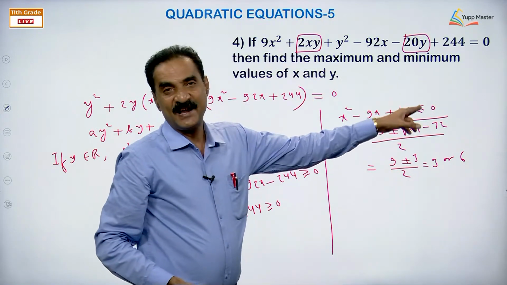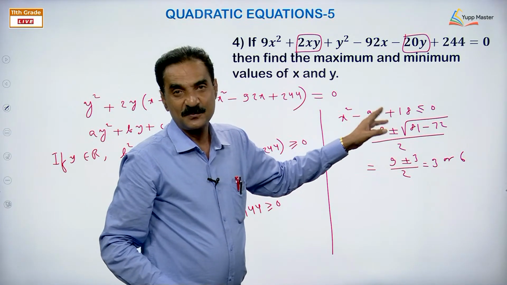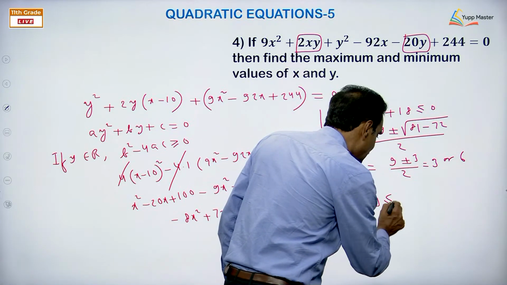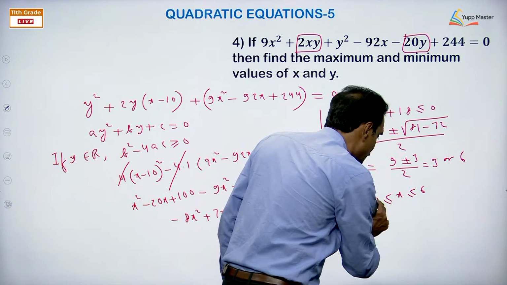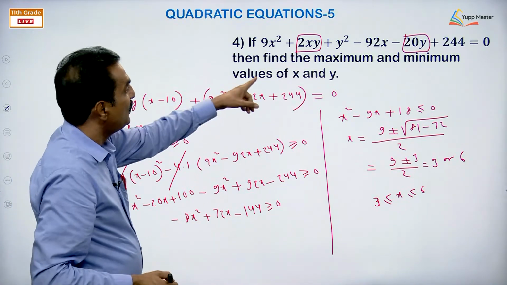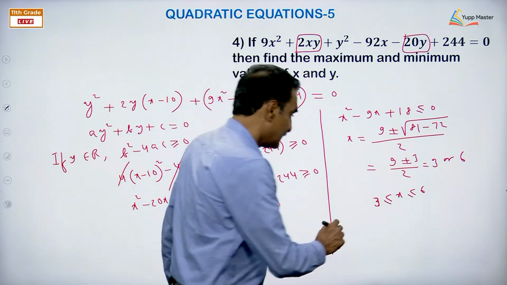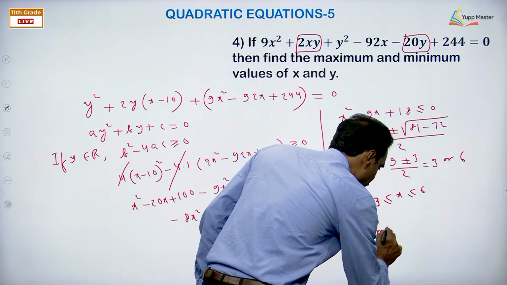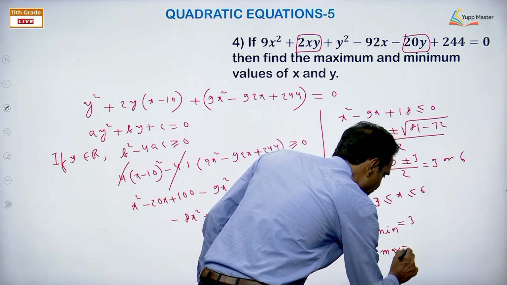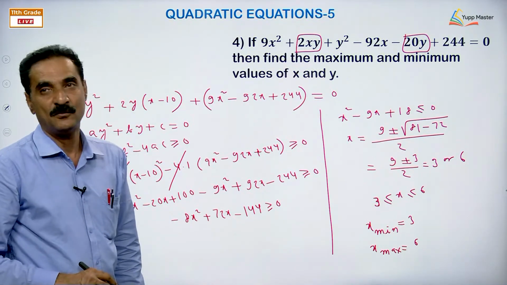If the quadratic expression is less than or equal to 0 and the x square coefficient is positive, the x square coefficient and the quadratic expression have opposite signs. Then x lies between the roots. We will get 3 less than or equal to x less than or equal to 6. Then only y will be real. So, the maximum value of x is 6, the minimum value of x is 3. X minimum is equal to 3, x maximum is equal to 6. Now, how to find the maximum and minimum values of y?